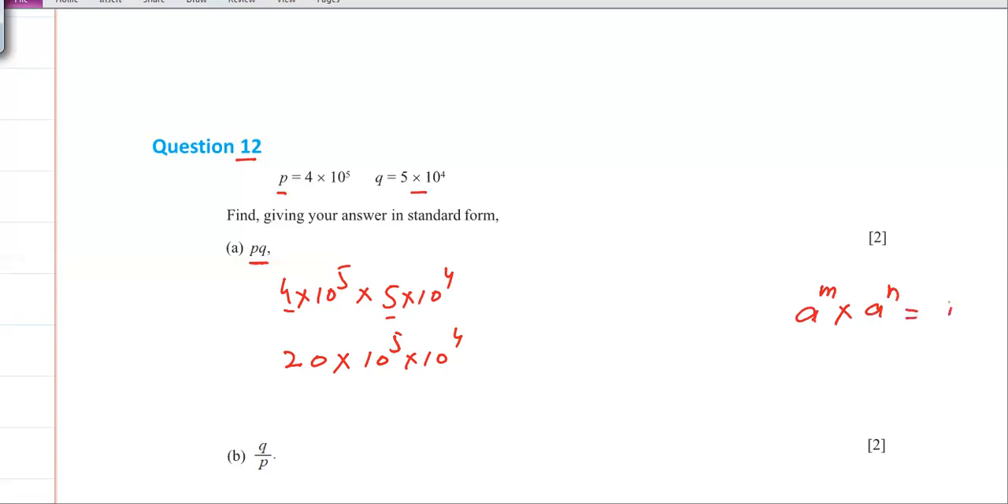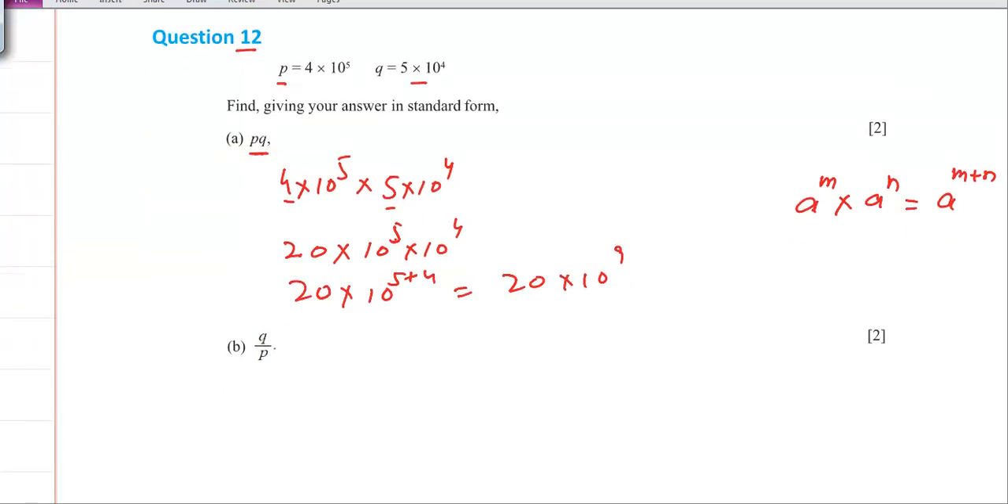Multiplication: write the base one time and add the powers. So what will it become? 20 into 10 to the power 5 plus 4. That will be 20 into 10 to the power 9. Is this in standard form?